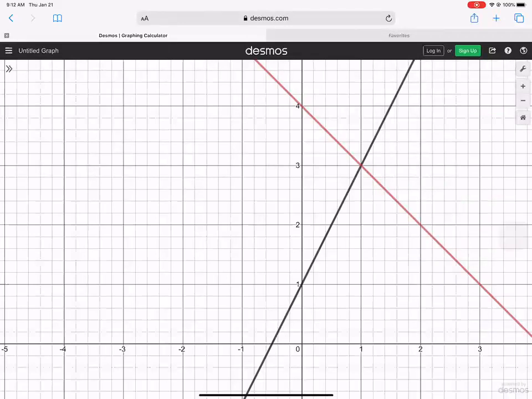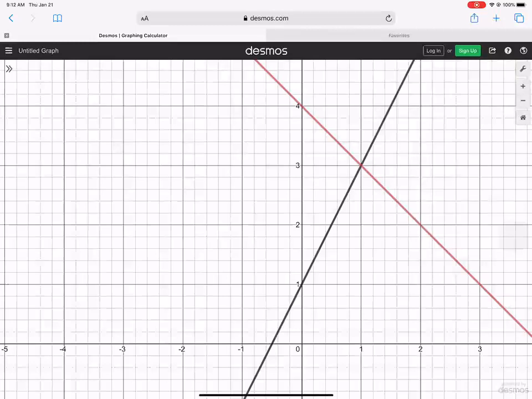We solved it by graphing before. So if you take a look here, at what point, if you guys can type in the chat, do these lines both meet? What is the solution for these two lines? Solving a system of equations, I have a line going up, a line going down. At what point do they meet?